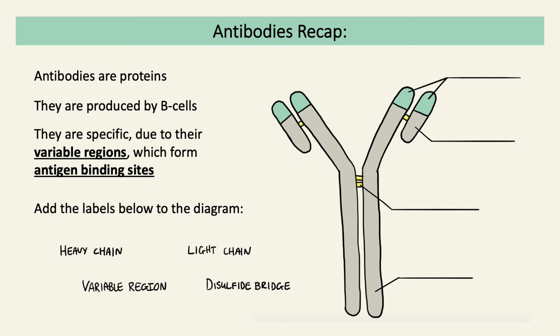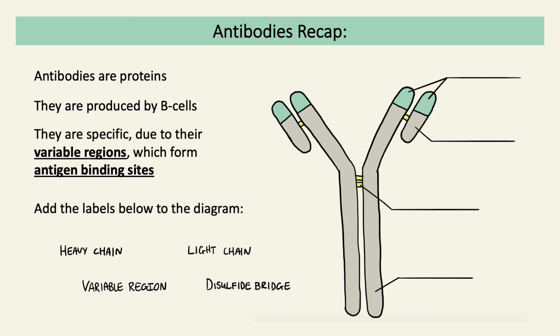First, we will recap antibodies. Antibodies are proteins that are produced by B cells. They are specific to particular antigens due to their variable regions. This means that they will only bind to antigens that are complementary to their variable regions.